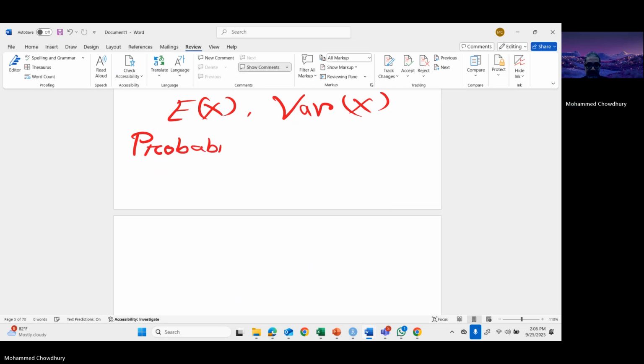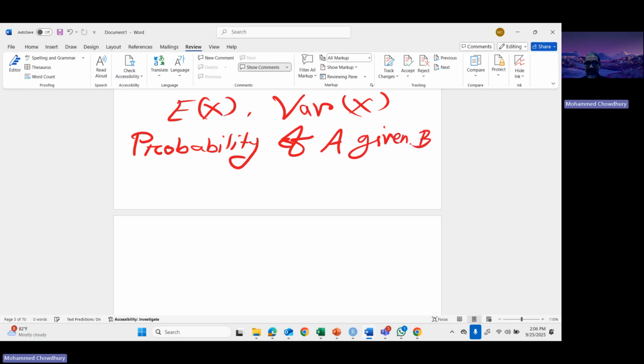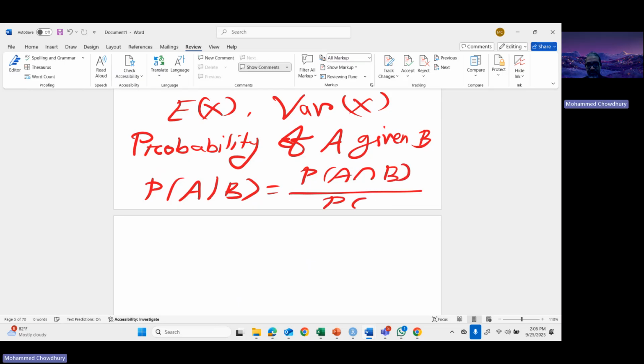Probability of A given B is written as probability of A and B divided by probability of B. This is called the conditional probability.